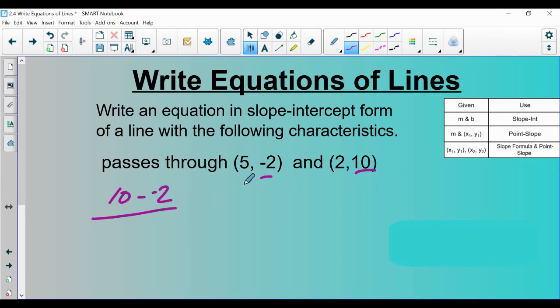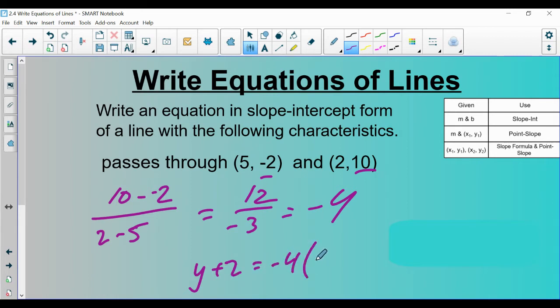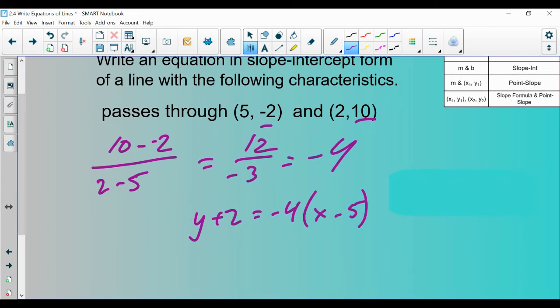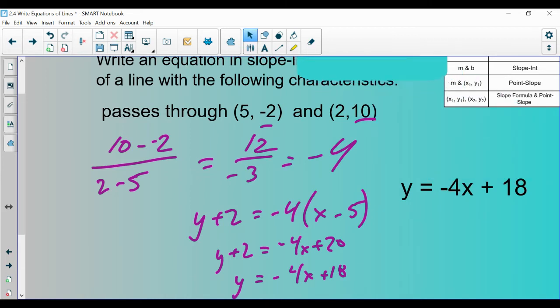When I do this, 10 minus a negative 2 over 2 minus 5, that is 12 over negative 3, which gives me a slope of negative 4. Once again, I'll do point slope form first. Y plus 2 is equal to negative 4, x minus 5. From here, you distribute the negative 4 in. Y equals negative 4x plus 18. Look at us go.